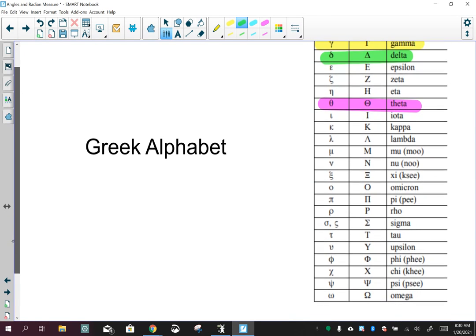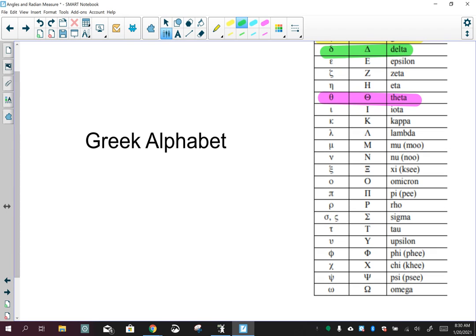We'll do sigma, but no, we won't do sigma in this class. That's probably going to be about it. Now, you might see omega. Omega might show up a little bit as well.